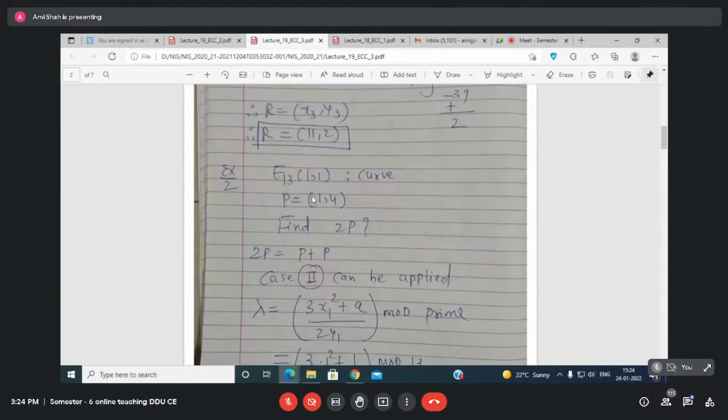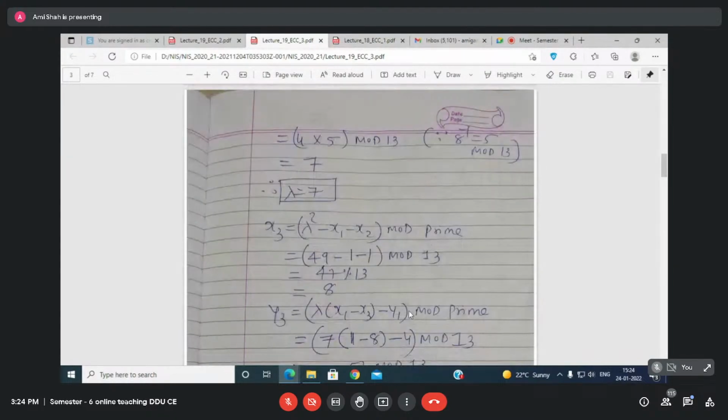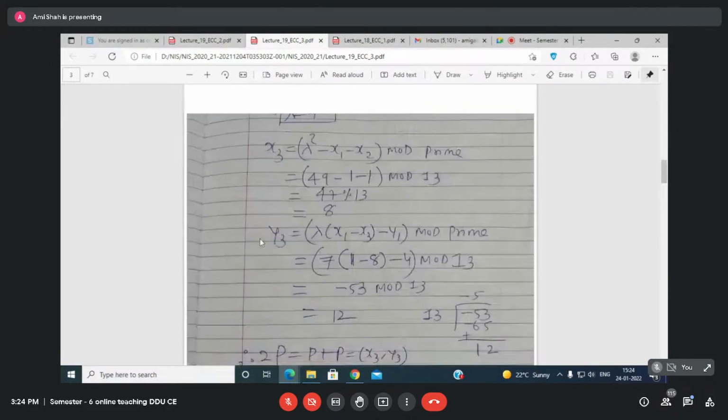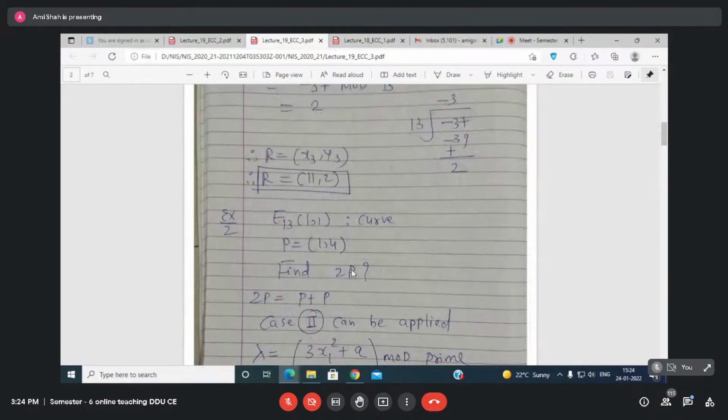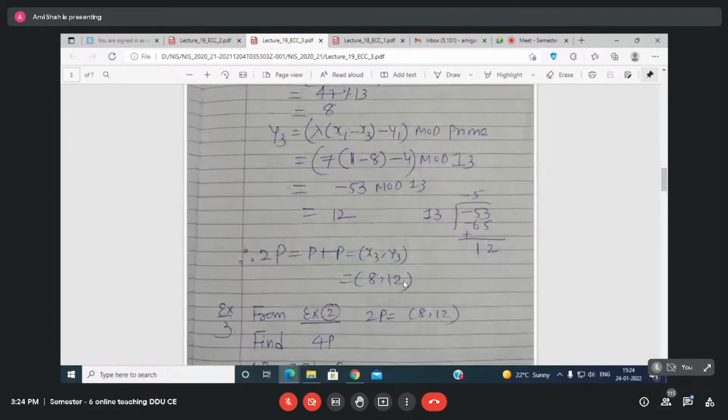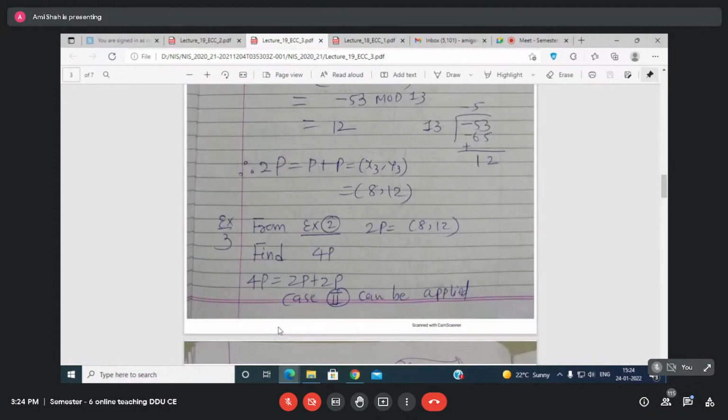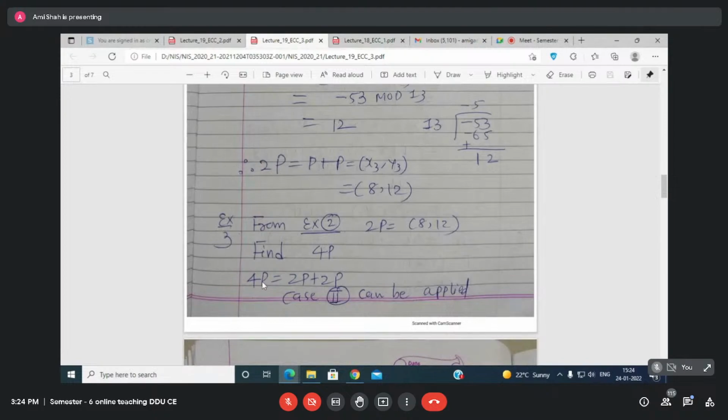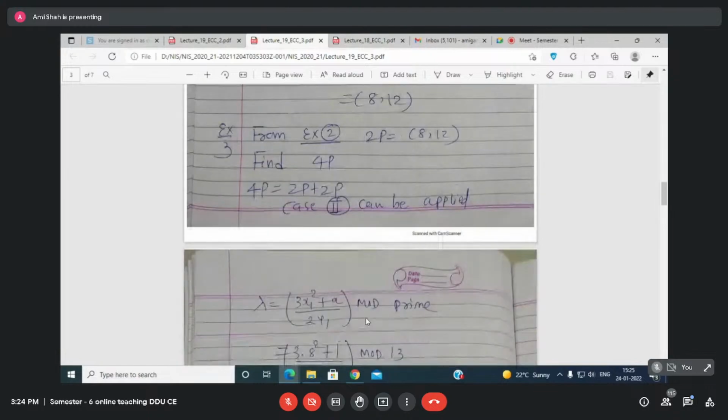So for this particular point, you get the value for 2P, which is (8, 12). But see what question I have asked: you have to calculate 4P. So before 4P, first you have to calculate 2P. Once you get the value of 2P, then you calculate 4P, which equals 2P plus 2P, that is (8, 12) plus (8, 12). So here case 2 will be applied, and the same thing you have to perform.